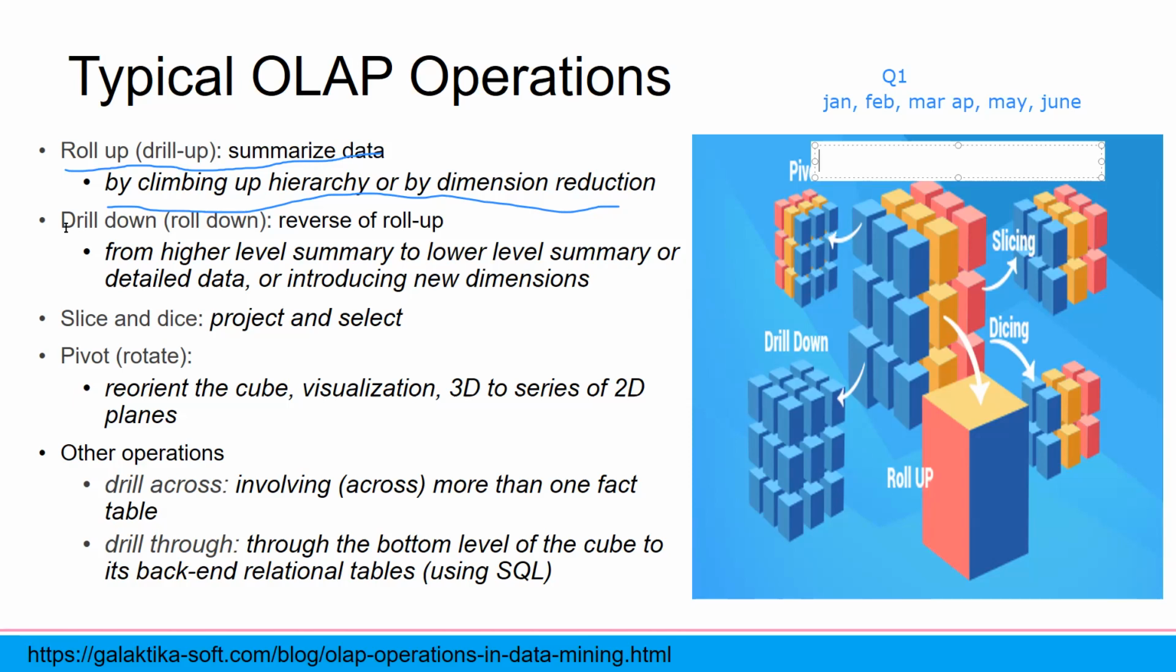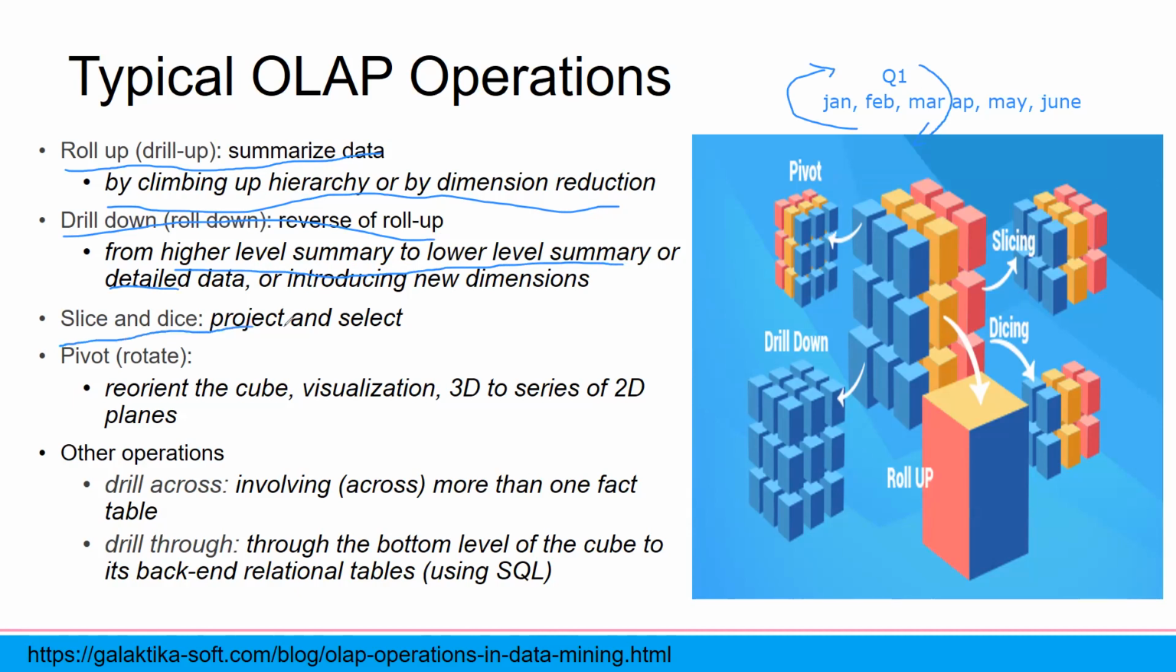And we have the drill down. Drill down means if you go to the higher level, like from January, February, March to Q1, the drill down is the opposite. We want to see the details, going from the higher level summary to a lower level summary or more detailed data.